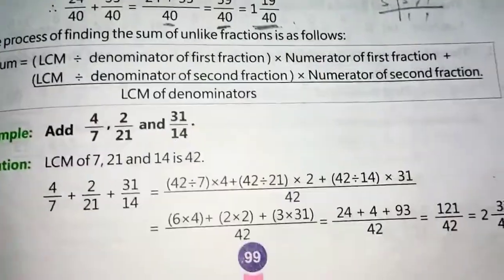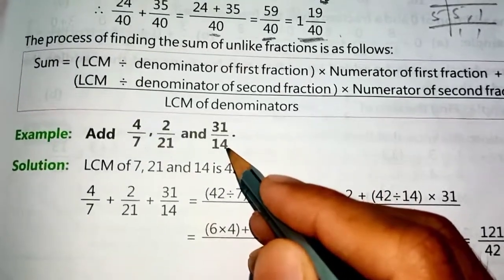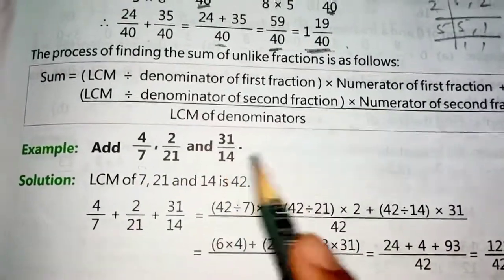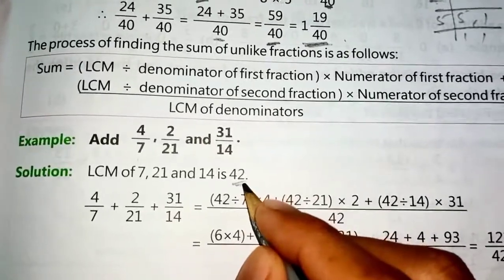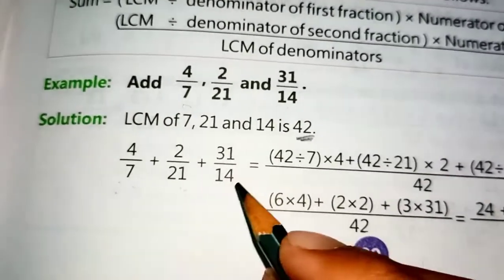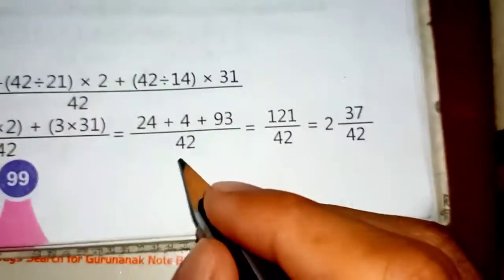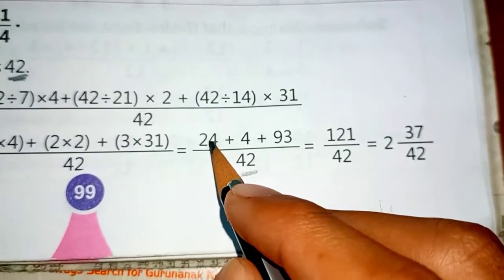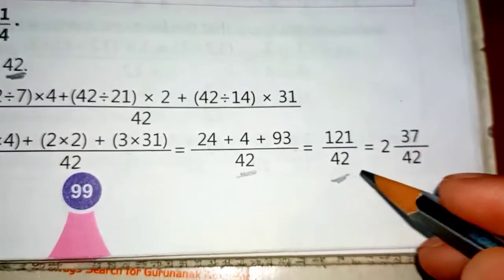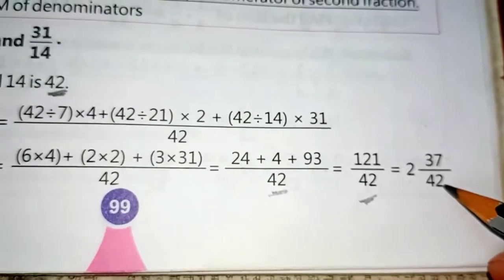Let's take one more example. 4 by 7, 2 by 21 and 31 by 14. So first of all we will take the LCM of 7, 21 and 14. Our LCM is 42. Multiply by 6 here, 7 6s are 42, and we will multiply by 2 here, 21 2s are 42, and we will multiply by 3 here, 14 3s are 42. Then we will take 42 as common, and the numerators are 24 plus 4 plus 93. Then our answer is 121 upon 42, and then we will convert it into a mixed fraction, that is 2 and 37 by 42.